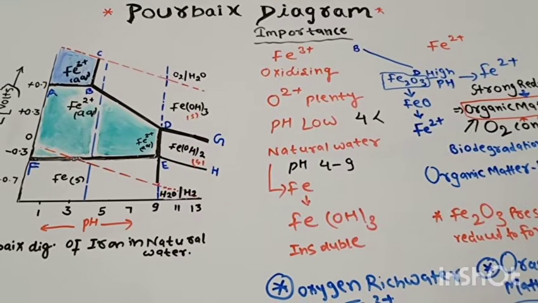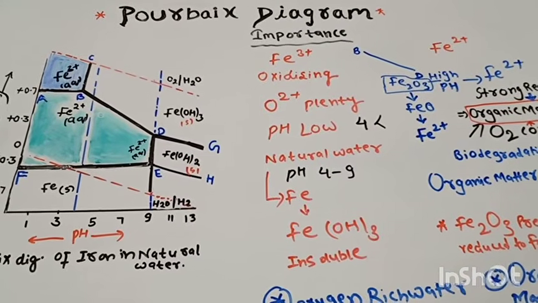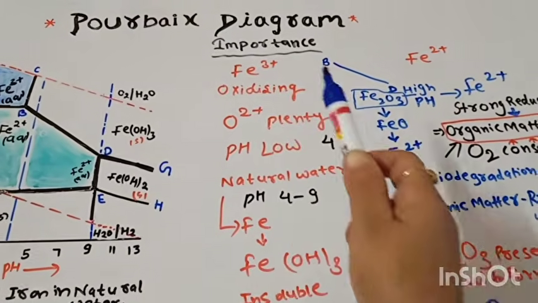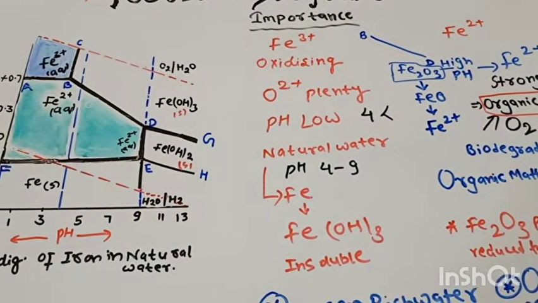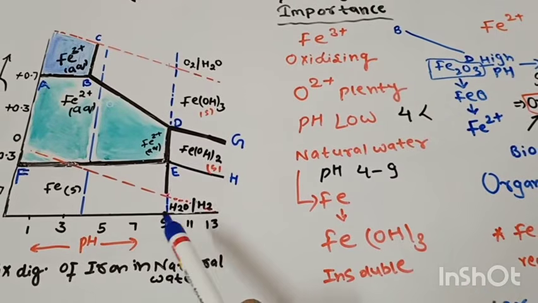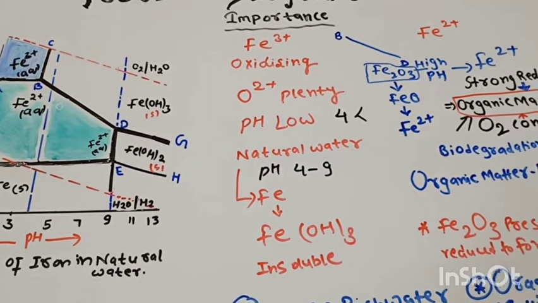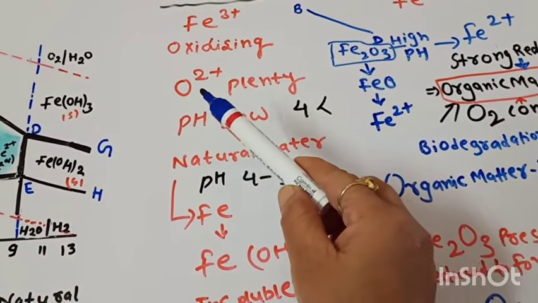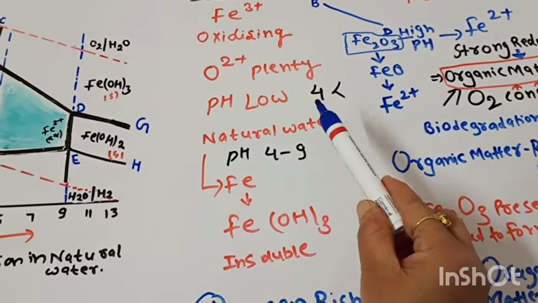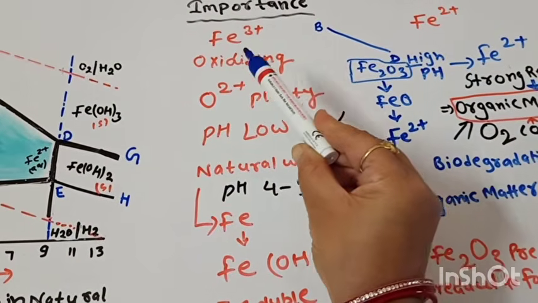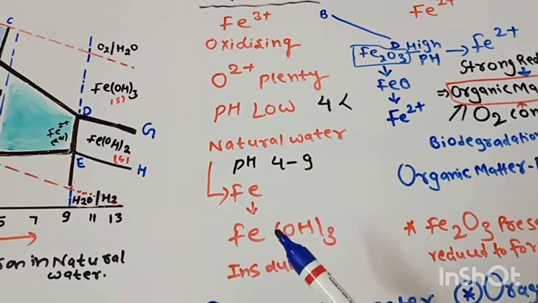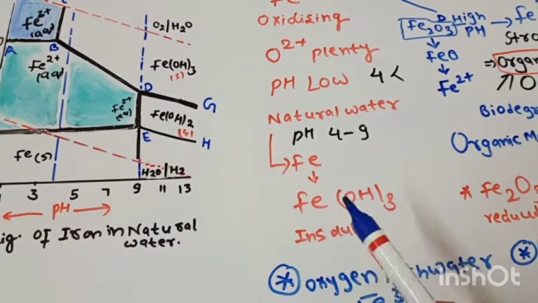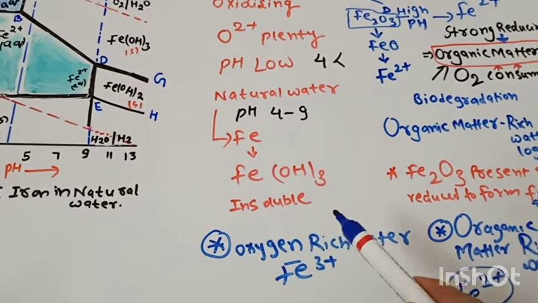Now we can see the importance of the Pourbaix diagram in natural water. Iron can exist as our Fe3+ and Fe2+ in natural water, and the pH range is 4 to 9 when we are talking about natural water. If the conditions are oxidizing, meaning when oxygen is present in plenty and the pH is less than 4, then our Fe3+ ions exist in larger number, and as the pH increases, the Fe3+ ions get converted to insoluble ferric hydroxide.